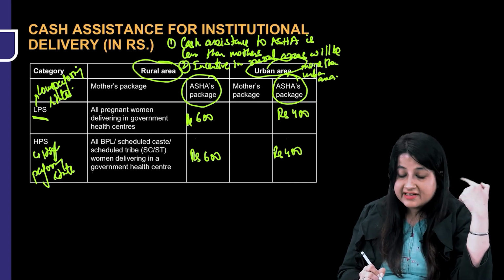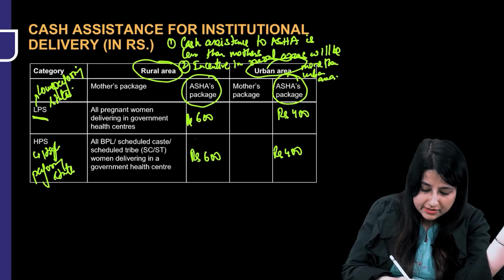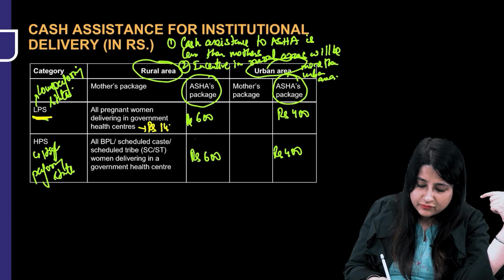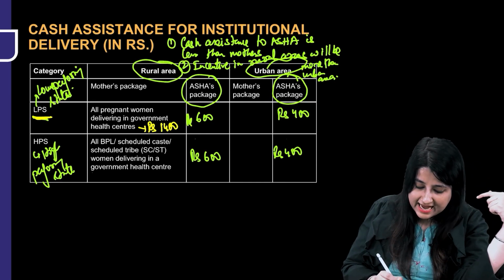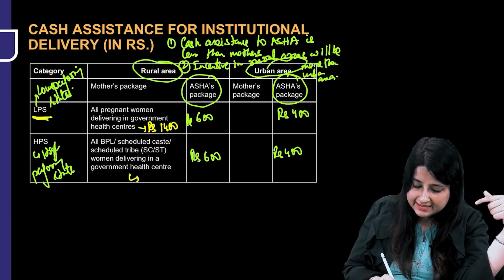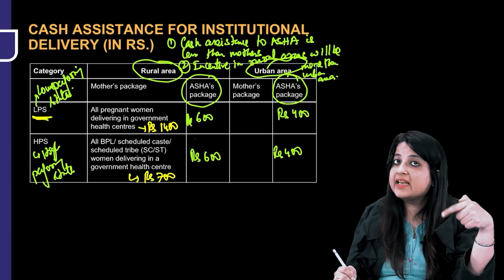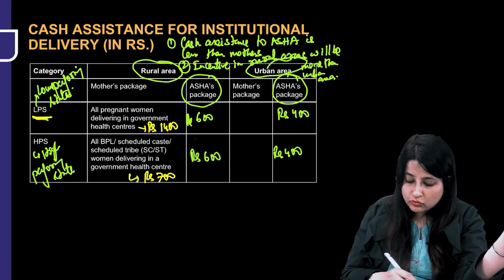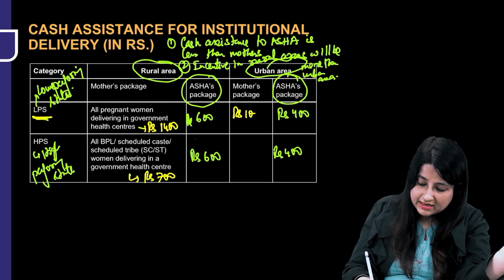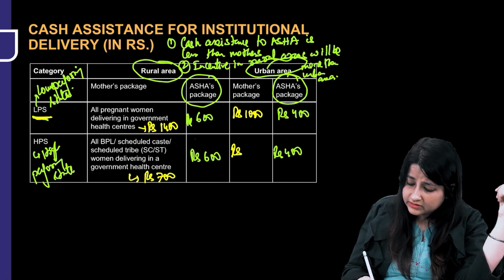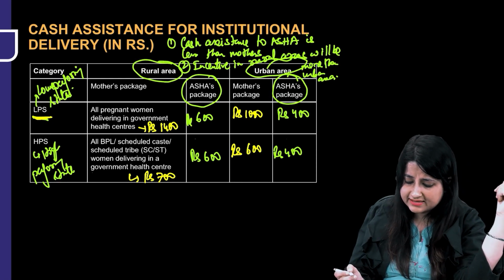Next, now incentive of the mother has to be more. So in low performing state, she gets the maximum rupees 1400. And in high performing state in rural areas, it is half of it, rupees 700. In urban areas, the mother will get a little less. So low performing state, rupees 1000, and high performing states in urban area, rupees 600.